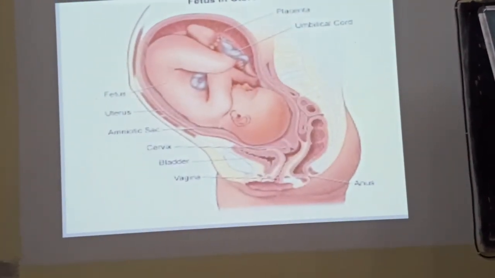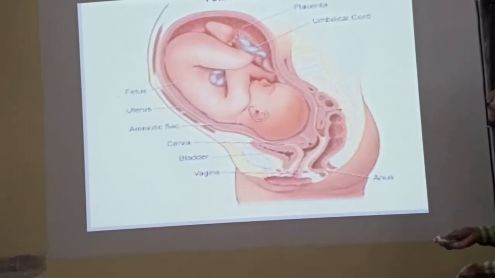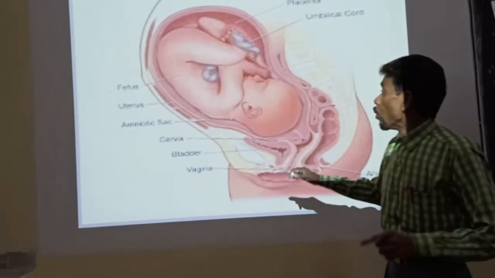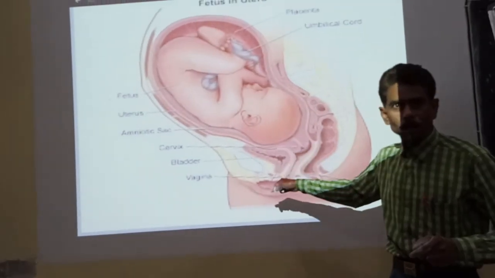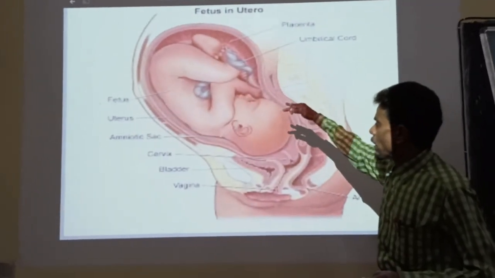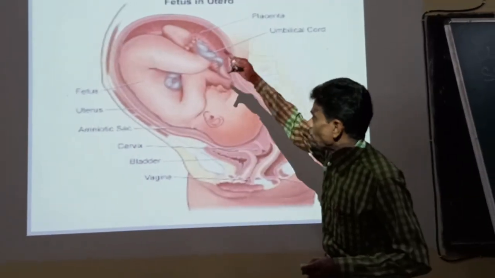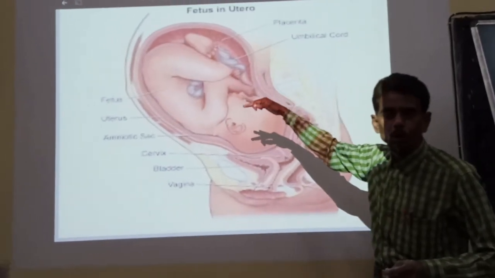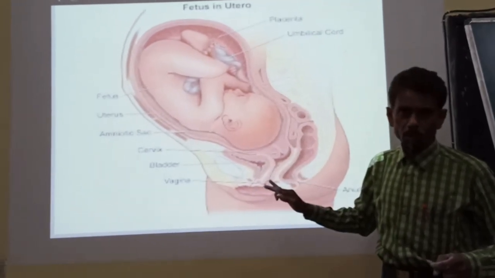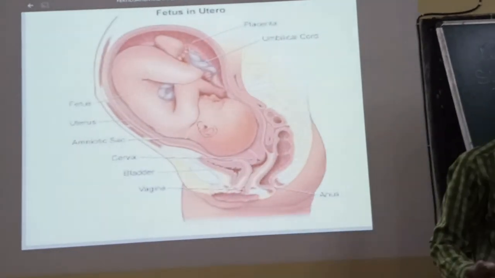This is the fully mature fetus, that is the baby, which is almost ready to be born. While the baby is being born, that is during parturition, immediately after the baby is expelled, the placenta which was covering the baby is also expelled from the mother's womb. So, I suppose you got a very clear concept.